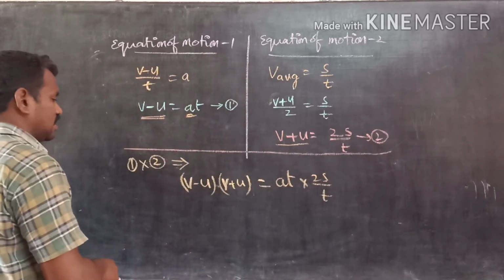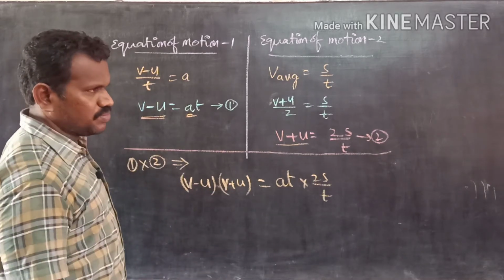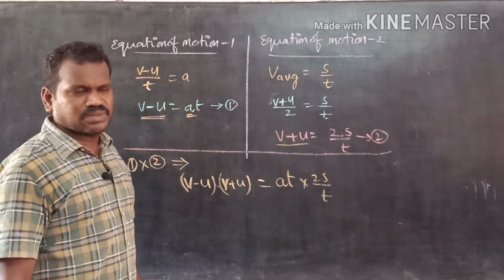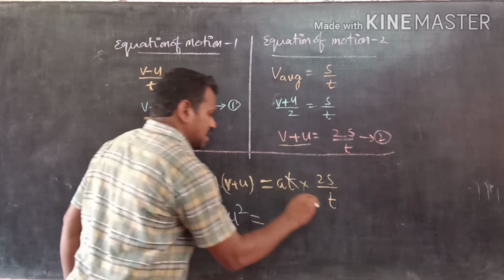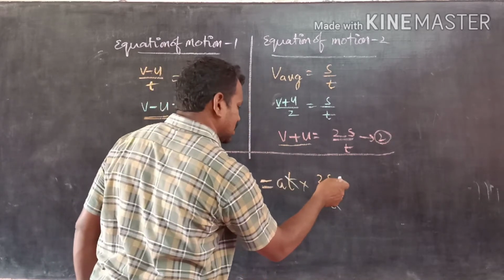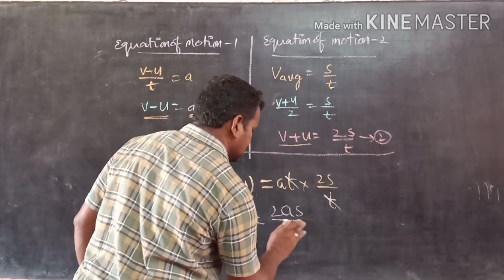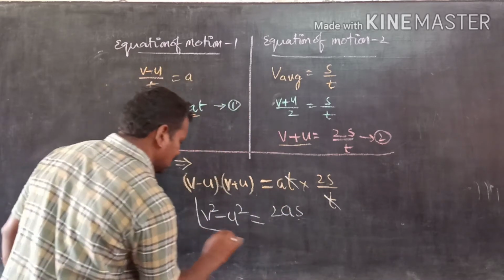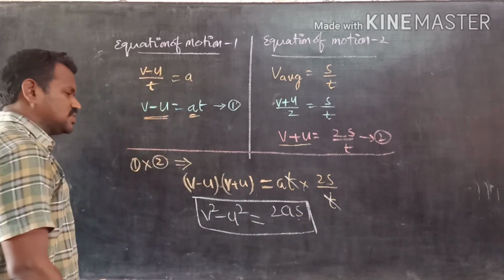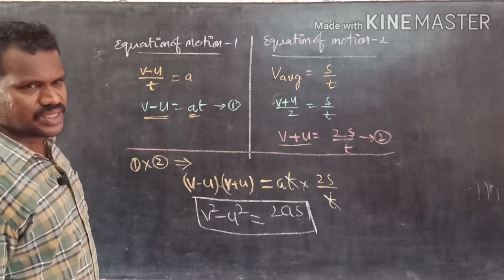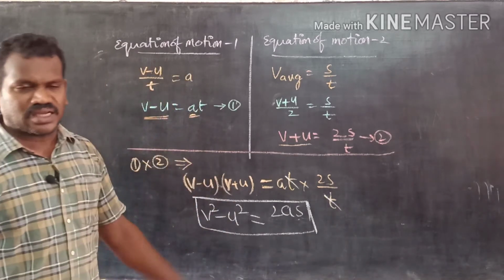What is the next step we can observe? This is in the form (a − b)(a + b), which is nothing but a² − b². So it becomes v² − u². By cancelling t and t, and multiplying a with 2s, it becomes 2as. The final formula becomes v² − u² = 2as. In this equation, there is no time interval.